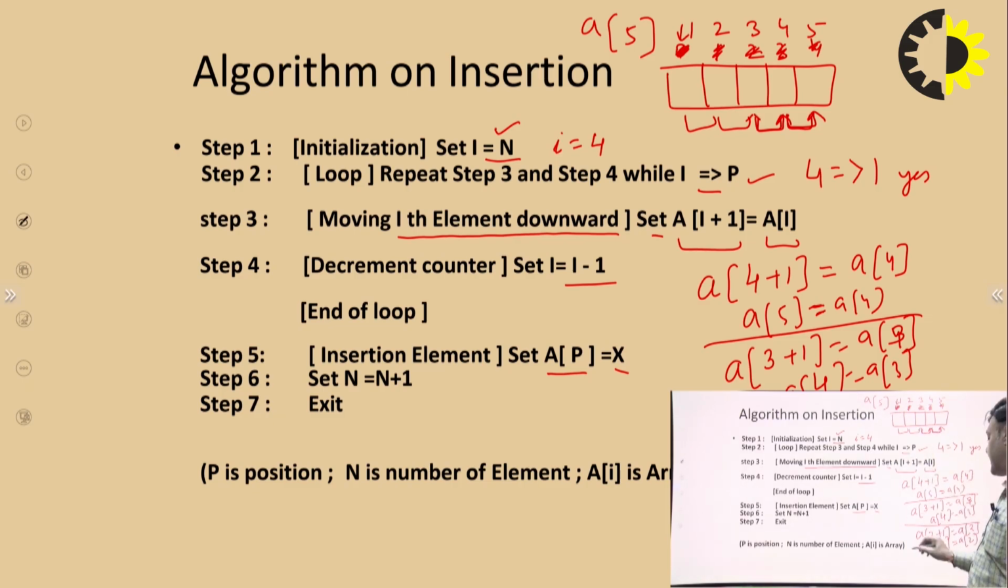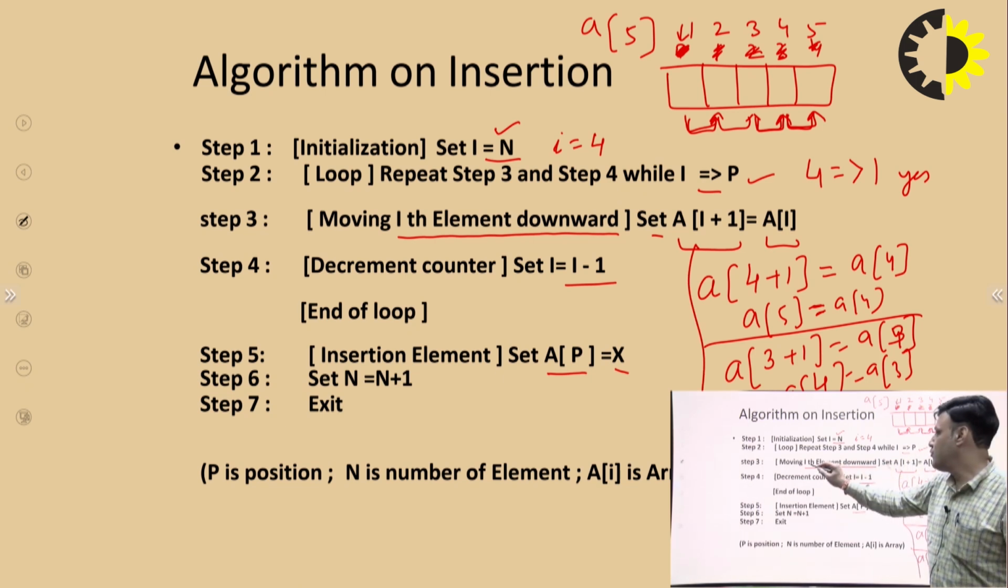Okay. Again, decrement: A minus minus. A plus 1 is equal to A of 1. The value of A1 will be assigned to A2, like this. Okay, and so on. Okay, students.